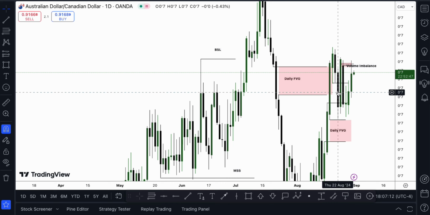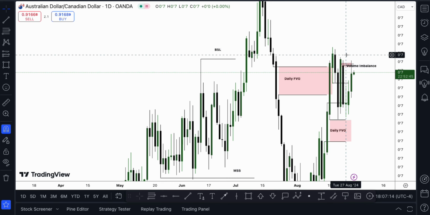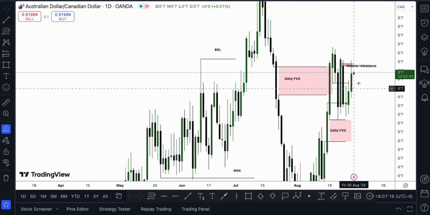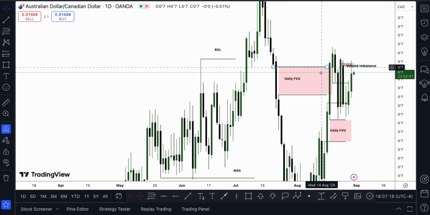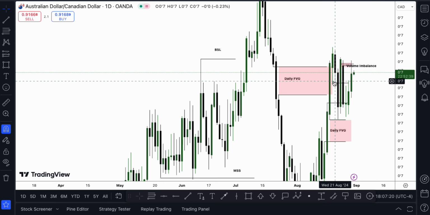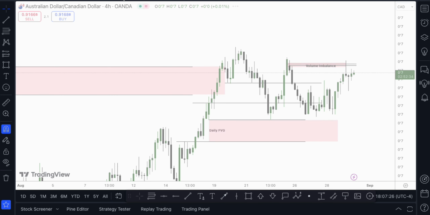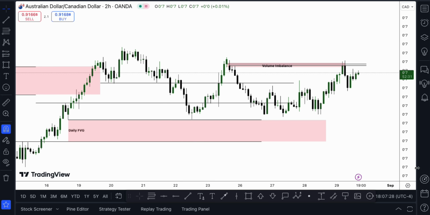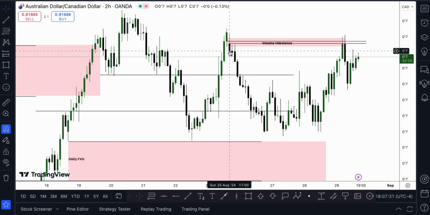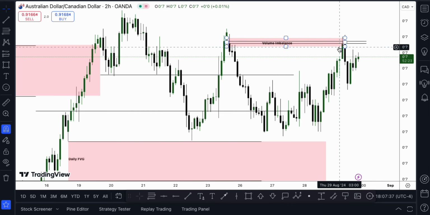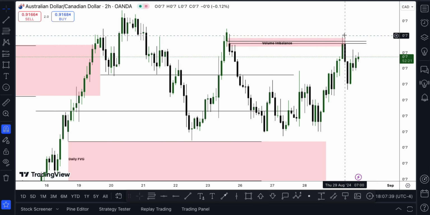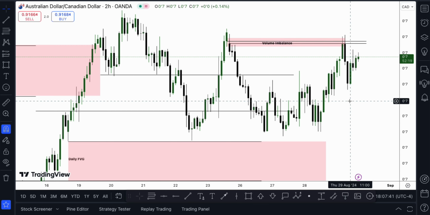We expected this daily fair value gap to be our draw on liquidity, but you can see that price seems to be in a range here. So let's just wait and see what price does. But if you look at the smaller time frame, let's look at 2 hours, you can see we have this volume imbalance here and also this candle here, which is an order block. Price got into this one here and then it dropped.